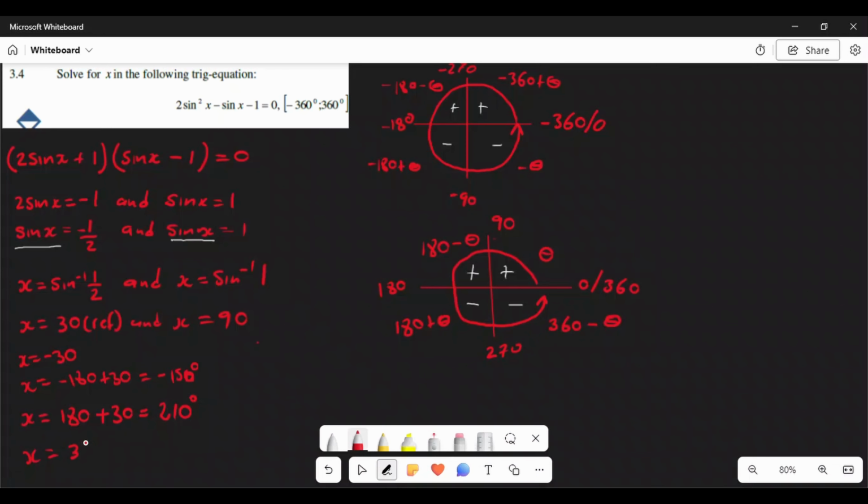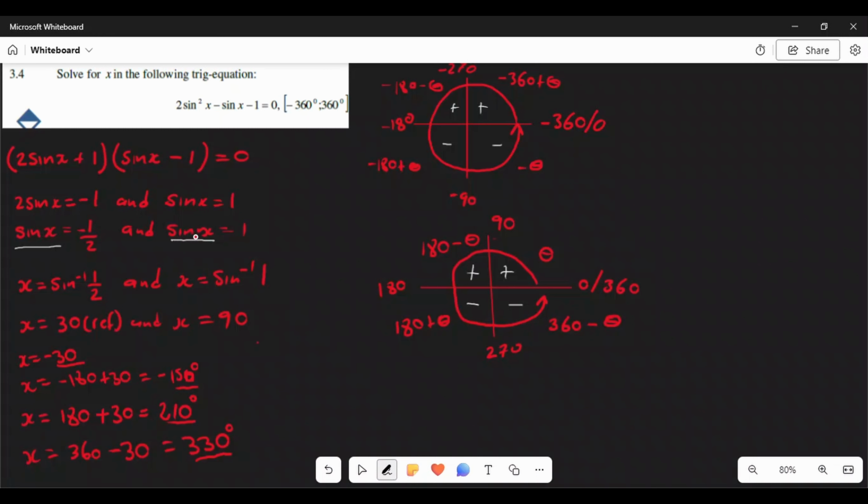Last but not least, as you can see, sine is negative on this quadrant. It's going to be 360 minus 30. So as you can see, this is going to be 330 degrees. Guys, these answers that we got here, if we substitute them into sine x, we will have negative 1/2. Alright guys, that's how you do this one.